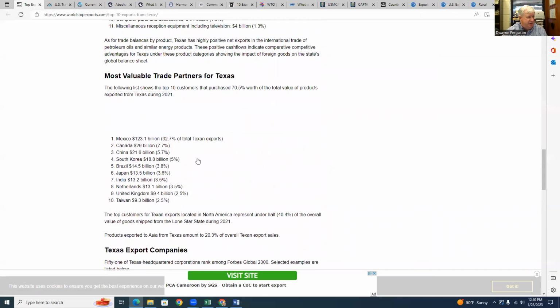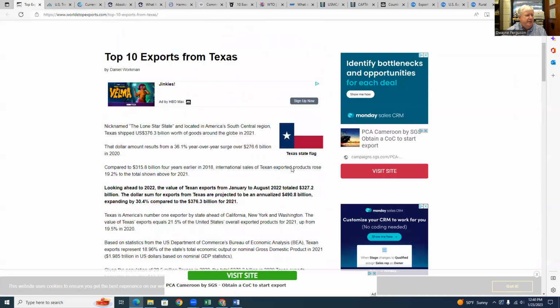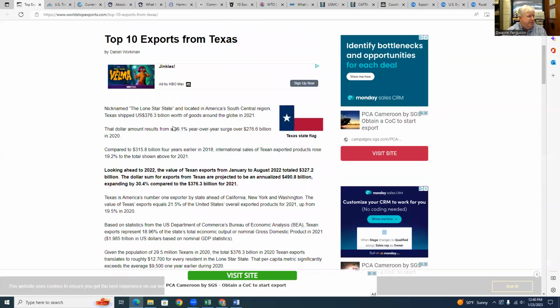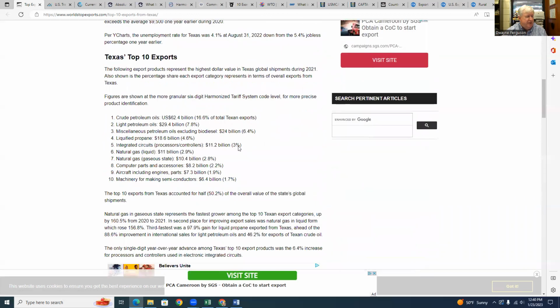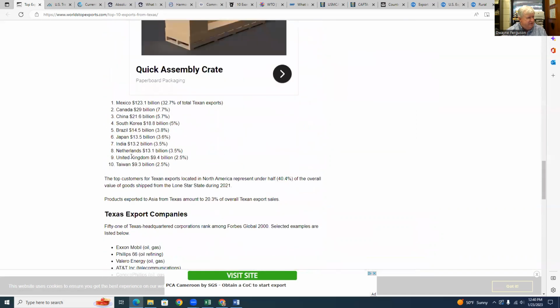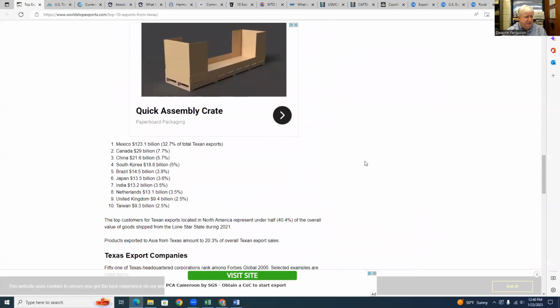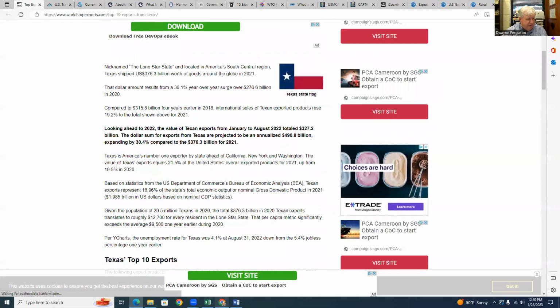Same kind of setup as on the other one, but you can see it's the same trading partners that we're selling to. And of course, China again is the one that's killing us because they dump more in here than they buy out of here. China's only $21.6 billion, where Mexico bought $123 billion from Texans. So it's good information to know.